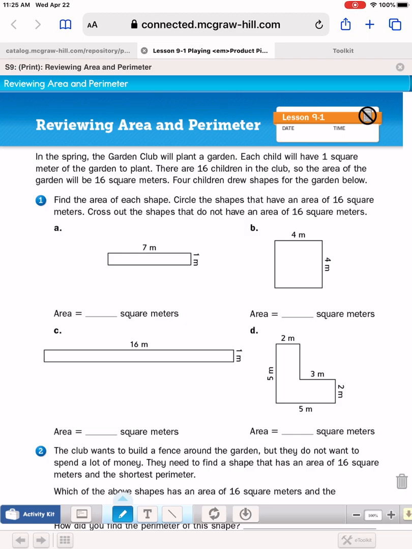Each child will have 1 square meter of the garden to plant. There are 16 children in the club, so the area of the garden will be 16 square meters. 4 children drew shapes for the garden below. Number 1, find the area of each shape and circle the shapes that have an area of 16 square meters. Cross out the shapes that do not have an area of 16 square meters.